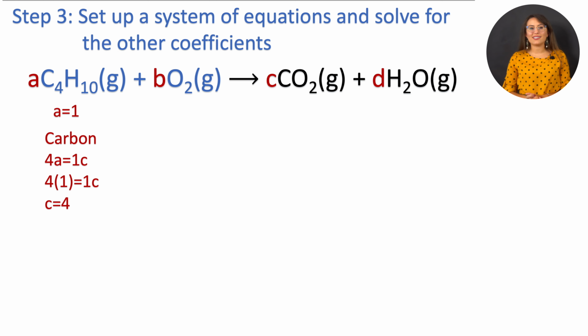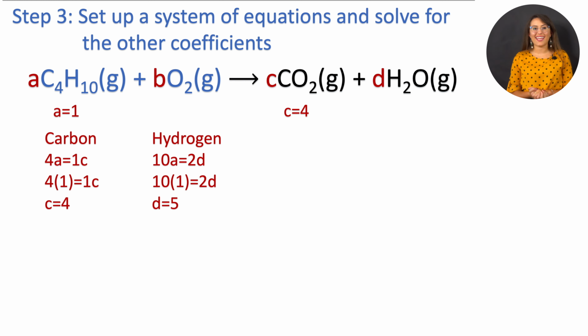We have 4A is equal to 1C. This is because we have 4 carbons on the left and 1 carbon on the right. We know A is equal to 1, and when we solve for the unknown variable, it ends up equaling 4. Next, we will balance hydrogen, and our equation will be 10A is equal to 2D. We know A is equal to 1, and we can solve for the unknown, and D is equal to 5.